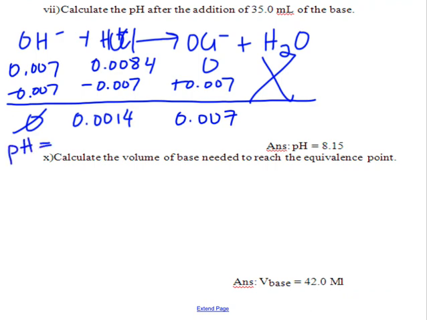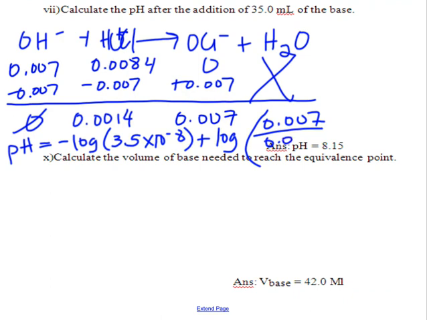Notice all this buffering going on? What we're in right now is called the buffering region. From a little bit past the start through to right before the equivalence point, you have a region that's flat, unlike the beginning, and then the sharp rise. So we are in the buffering region at this point. Negative log of 3.5 times 10 to the negative 8 plus the log of 0.007 over 0.0014. Good, 8.15.